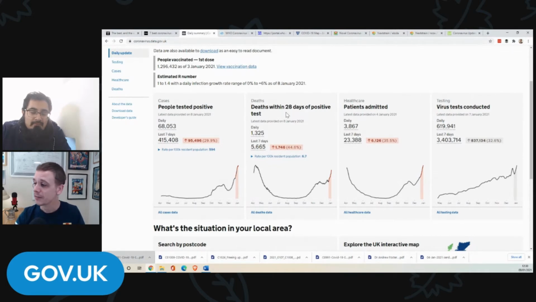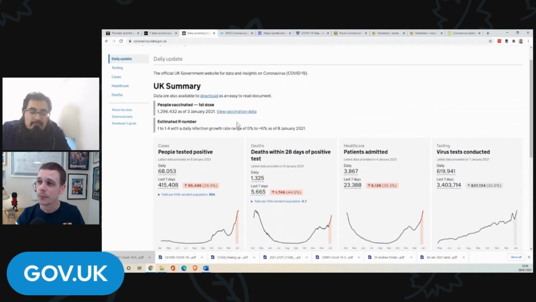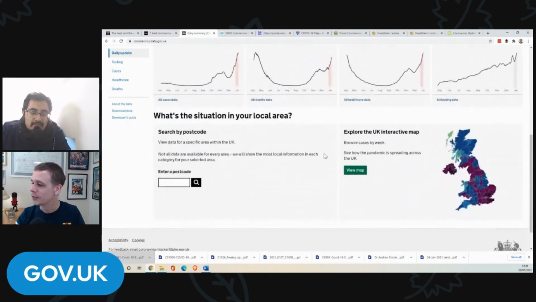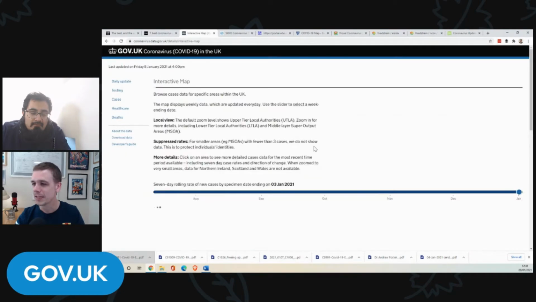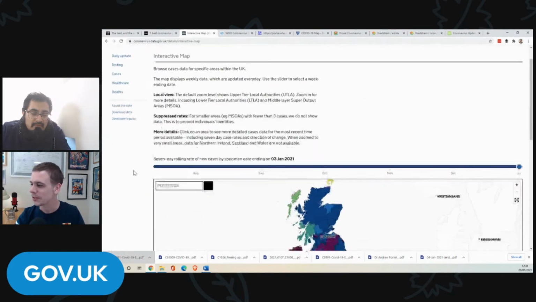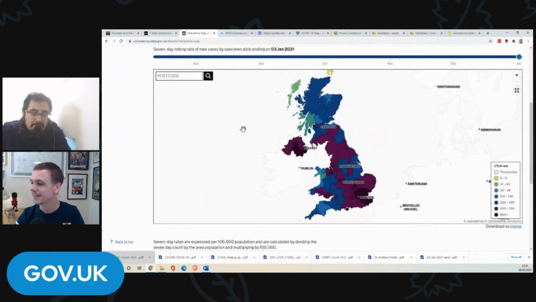Deaths within 28 days of positive tests, and the number of patients admitted to hospital, which I think are the key stats really within the UK. You can dive down deeper in terms of some of the testing data, cases, the strain on the healthcare system, and the deaths as well. And there's an interesting heat map. Shall we just go in and see what's happening in Nottingham, just to highlight the functionality here?